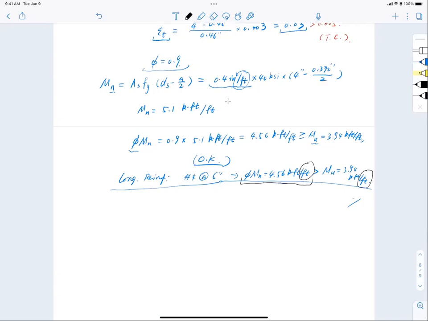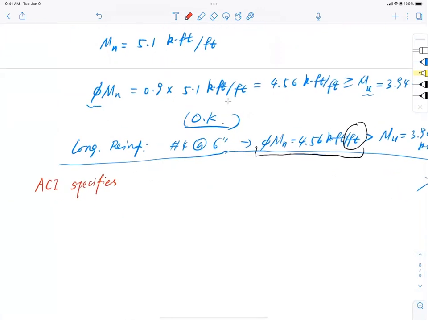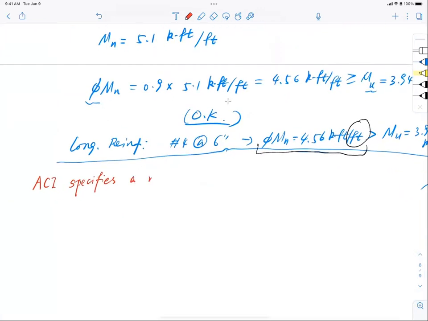So this is a flexure reinforcement, but keep in mind that ACI always has a minimum requirement. So ACI specifies a minimum reinforcement requirement, okay? Minimum reinforcement requirement.